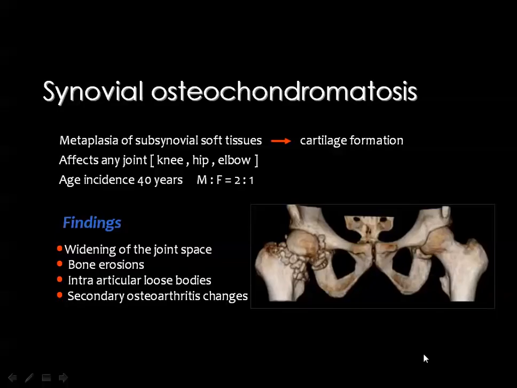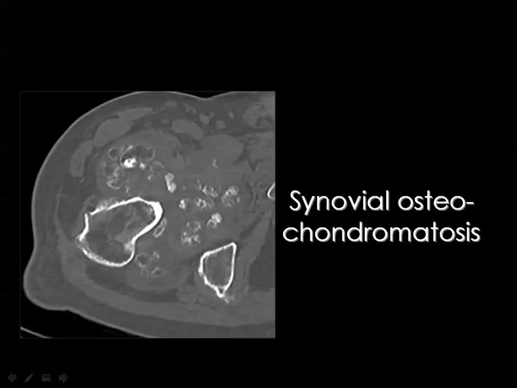And if there are a lot of loose bodies within the hip, you are dealing with synovial osteochondromatosis, which is a disease secondary to synovial metaplasia, leading to the formation of cartilage, which later on calcifies. The imaging findings will include widening of the joint space early in the disease, erosive changes of the articular bones, intra-articular many loose bodies that are calcified, and late in the disease you got secondary osteoarthritic changes. This is synovial osteochondromatosis of the hip.